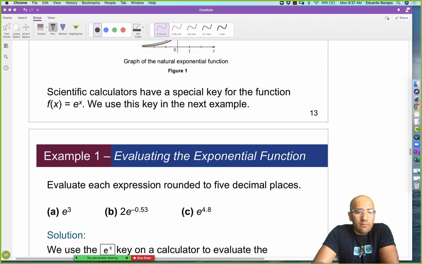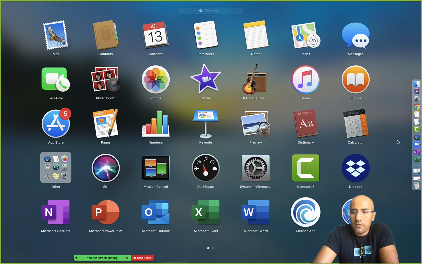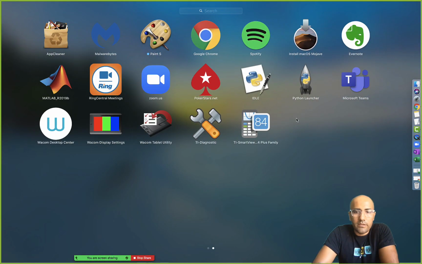Okay, some expressions. So evaluate each expression, round it to 5 decimal places, and the intention here is to use your calculator. So just to make sure you know how to use your calculator. So let's use the calculator. Can I already have it open? Oh, thought I did.